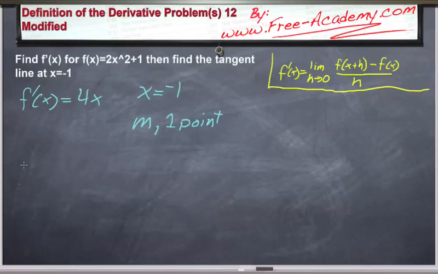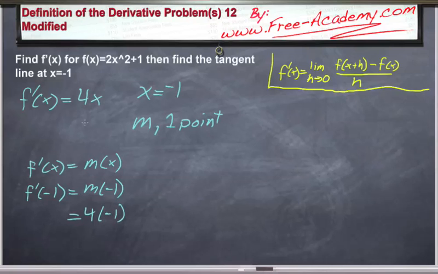Now, something that should be very familiar to you at this point, and make sure you practice it if it's not, is that the derivative of a function is an equation for the slope of that function at any single point. So if we find f prime of negative 1, that's the slope at x equals negative 1. So f prime of negative 1 is equal to 4 times negative 1, putting negative 1 in for x. This is equal to negative 4. And that's equal to the slope of the tangent line at that particular point. So the slope equals negative 4.